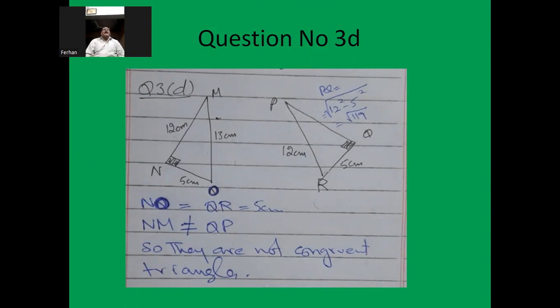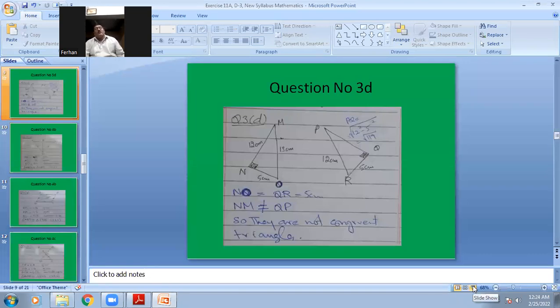You can see that the NO side and the QR side, they both are equal, 5 centimeter. But the NM side is not equal to the QP side. So these are not congruent triangles. So both of these are not congruent to each other.